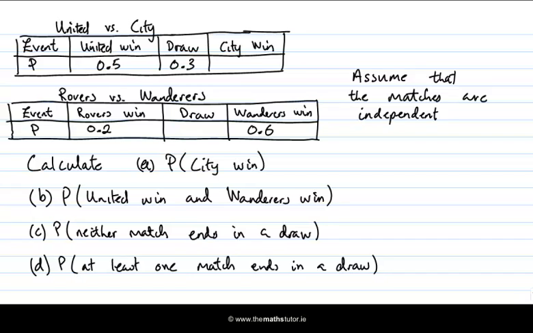And there are some underlying assumptions here. So the main one is that we're assuming that the matches are independent of each other, so that any event concerning the United versus City match is independent of any event concerning the Rovers versus Wanderers match. And also we're assuming that the only possible outcomes in each match are either a win for one of the teams or a draw. So there are three possible outcomes. They're not equally likely outcomes, but those are the three possible outcomes in each match.